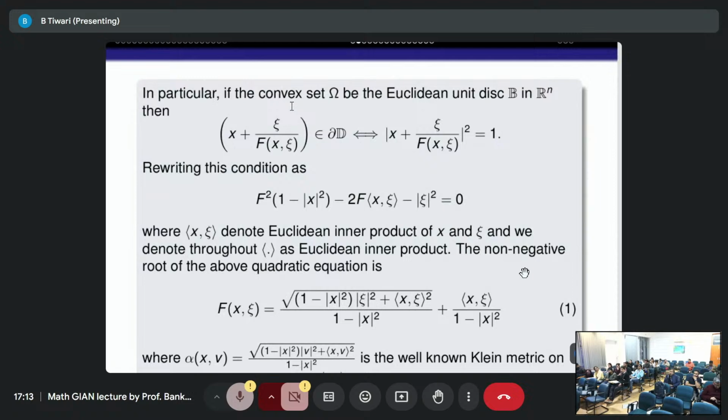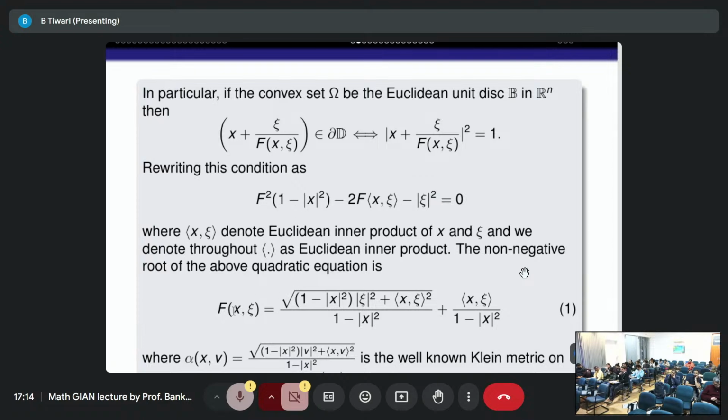In particular, if this convex set omega is the Euclidean unit ball, then x plus xi over F(x, xi), where F(x, xi) is the norm of xi, will be a point on the boundary. So its square norm is equal to 1, and a simple computation gives a quadratic equation. If you just solve it, you can see this angular bracket is the Euclidean inner product, and this is the Euclidean norm of xi and the Euclidean norm of x.